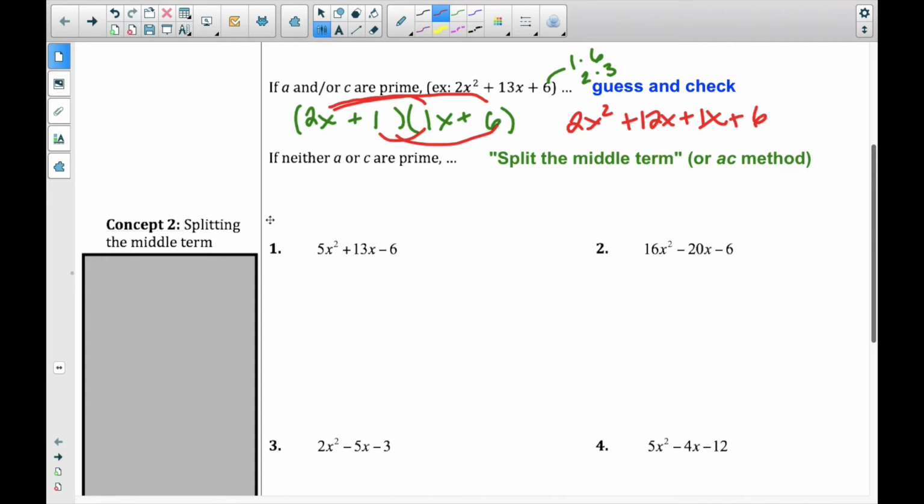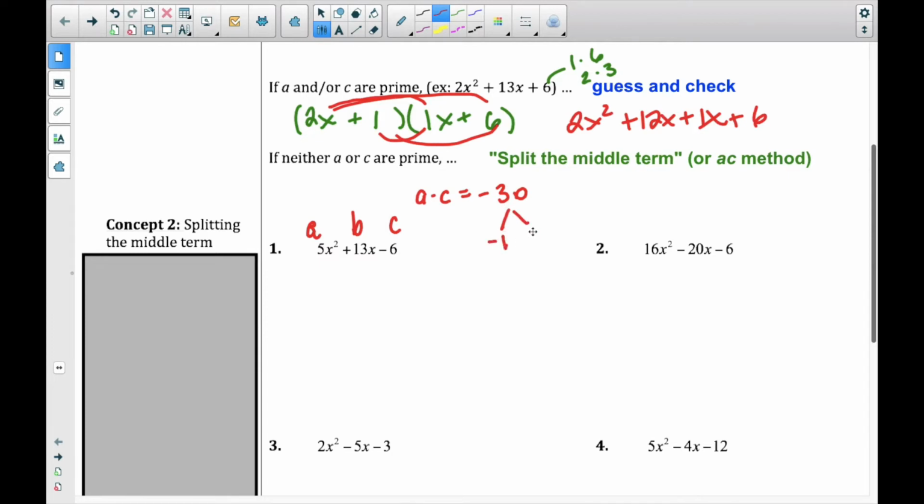To do the AC method, remember that 5 is your A, 13 is your B, and negative 6 is your C. So if I come over here and find out, well, what is A times C? A times C is negative 30. Do you see 5 times negative 6? Now that I have that, I want to decide what my factors are.